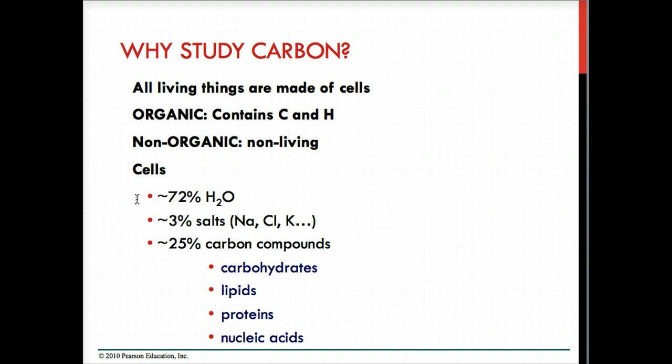It's obviously essential. About 3% is different types of salts, and 25% of your cells are made up of these carbon compounds. And there are four in particular that are important that we'll talk about today. These four macromolecules: carbohydrates, lipids, proteins, and eventually nucleic acids. So about 25% of our cells are made up of these carbon-based compounds, so carbon is a very important, essential element for these four major macromolecules, which play important roles within our cells and ultimately within our bodies.